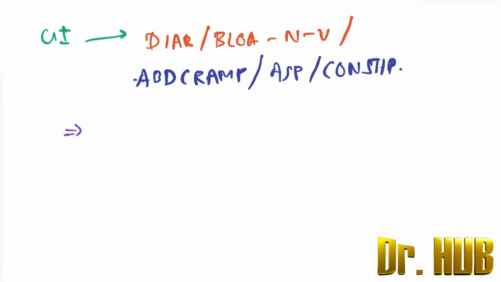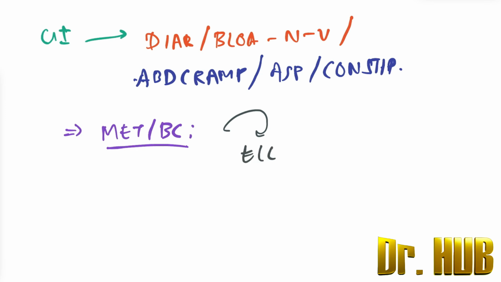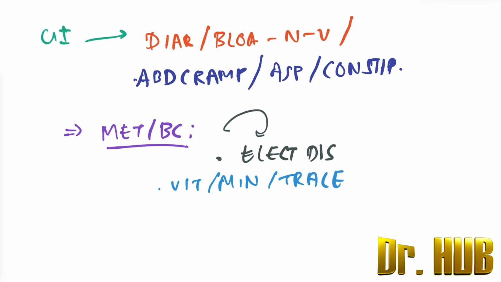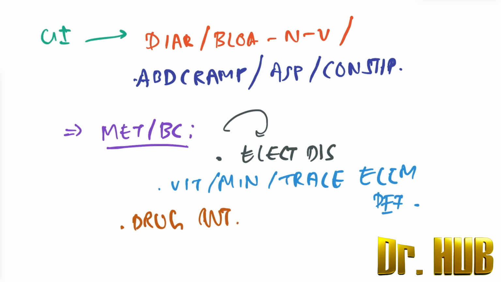Then we move on to the metabolic or the biochemical complications. There are electrolyte disorders. Then there are also vitamin, mineral and trace element deficiencies. Next is the presence of drug interactions.